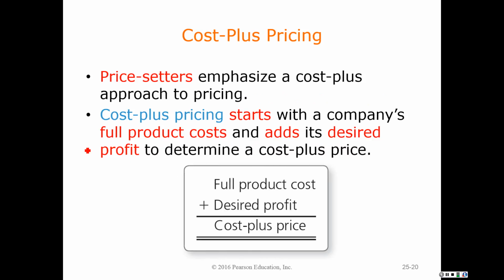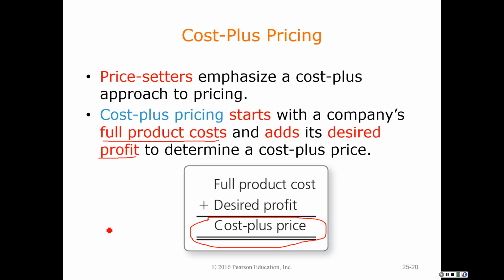Now let's take a look. That was target costing. Let's look at cost plus pricing. So in cost plus, instead of starting with what the market's willing to pay us, we start with what are our full product cost and what is the desired profit that I would like to make. I add the two of those together and I have a cost plus price. Okay, but we have to be careful. Not everyone can do this. You need to be a price setter to use the cost plus pricing.